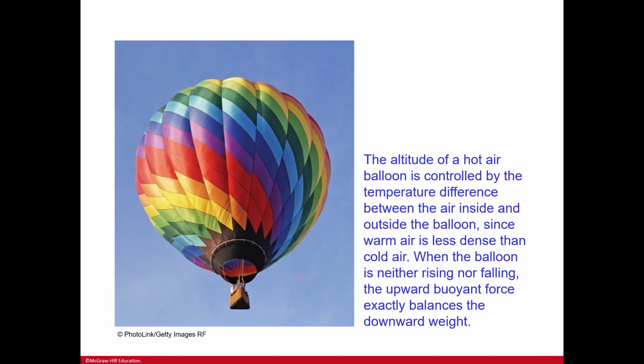The altitude of a hot air balloon is controlled by the temperature difference between the air on the inside and the outside of the balloon. Since warm air is less dense than cold air, when the balloon is neither rising nor falling, the upward buoyant forces exactly balance the downward weight. And then it just kind of bobbles there.